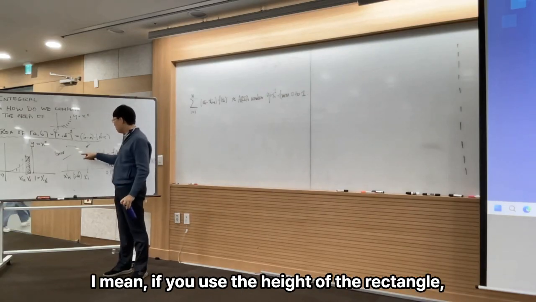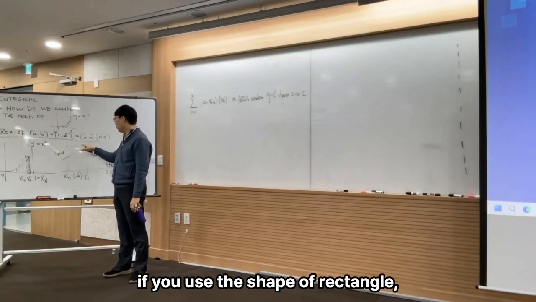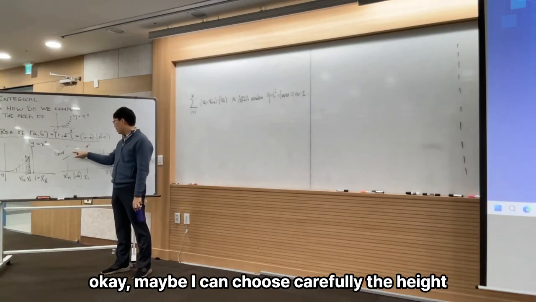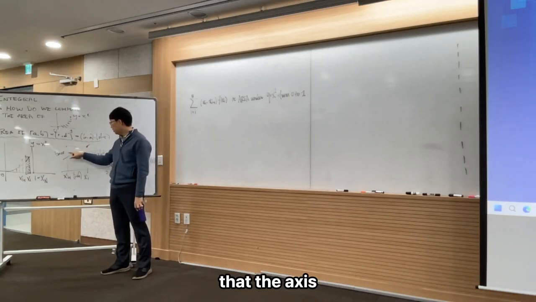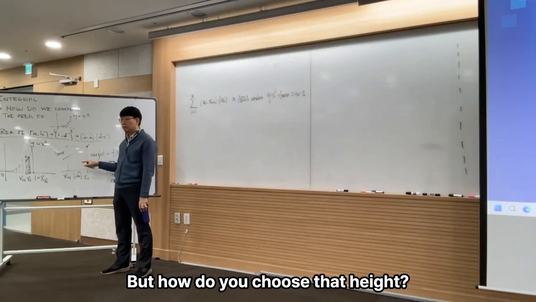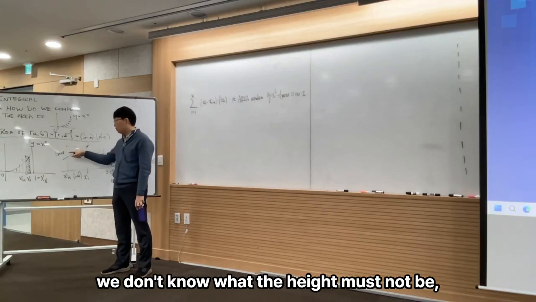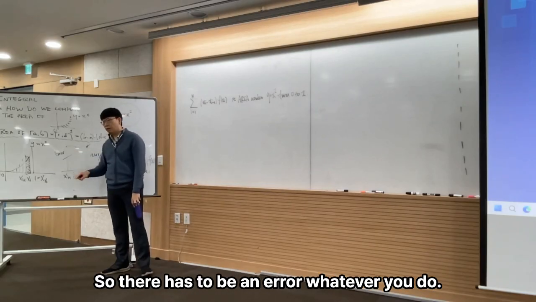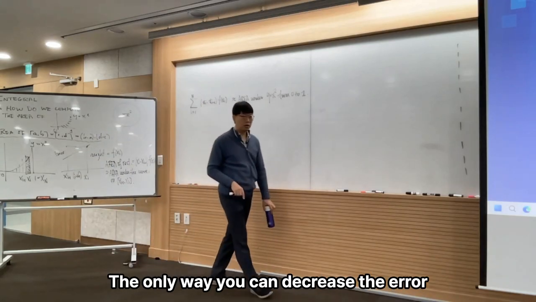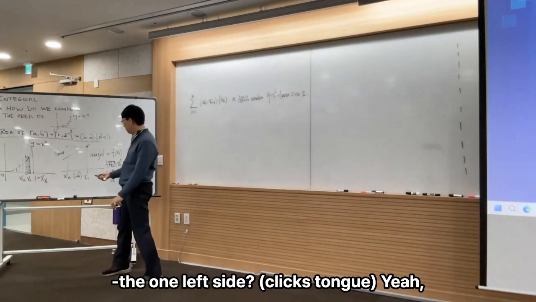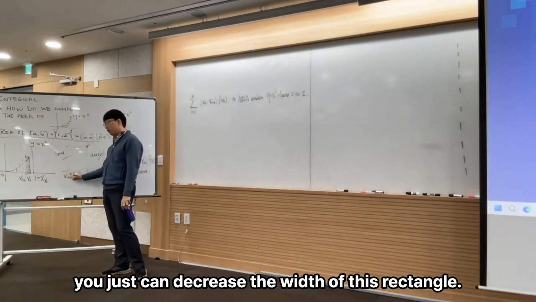If you use the shape of a rectangle, there must be an error. But you might say, maybe I can choose the height carefully so that the excess and the shortage cancel out to 0. But how do you choose that height? If you don't know the actual area, we don't know what the height must be. And we don't know the actual area. So there has to be an error, whatever you do. The only way you can decrease the error is what? Yeah, you can decrease the width of this rectangle.